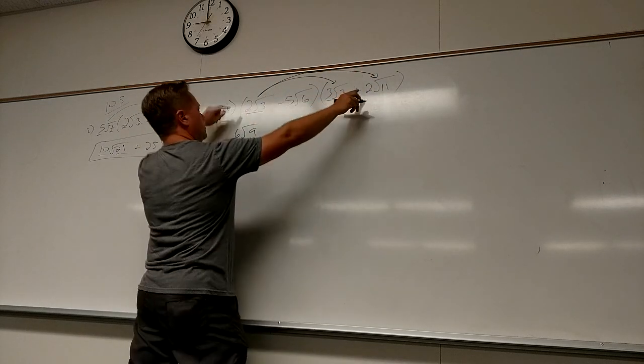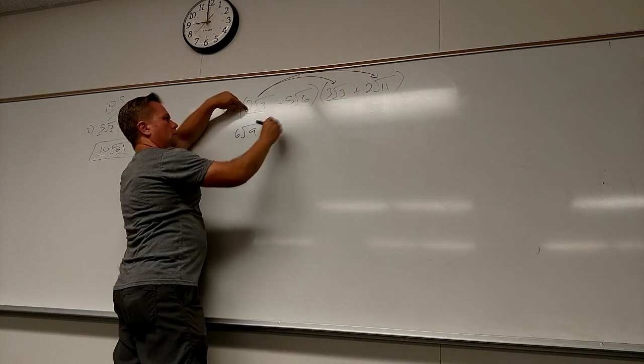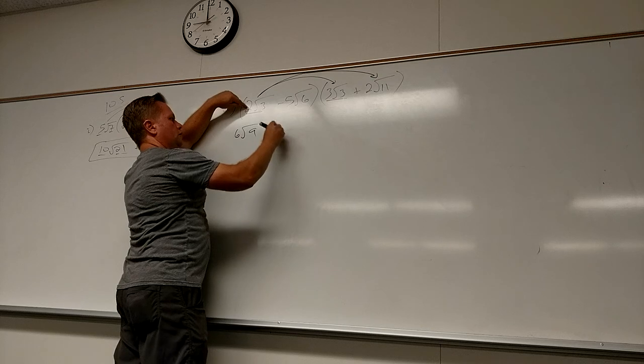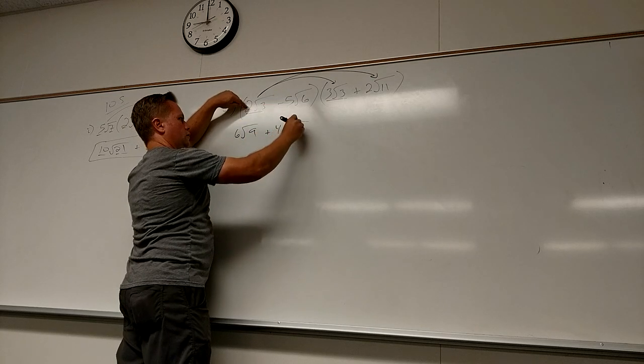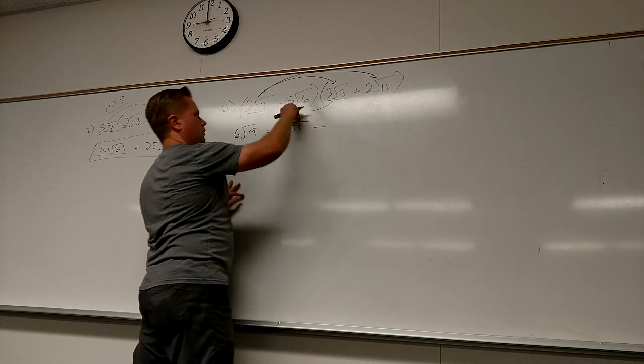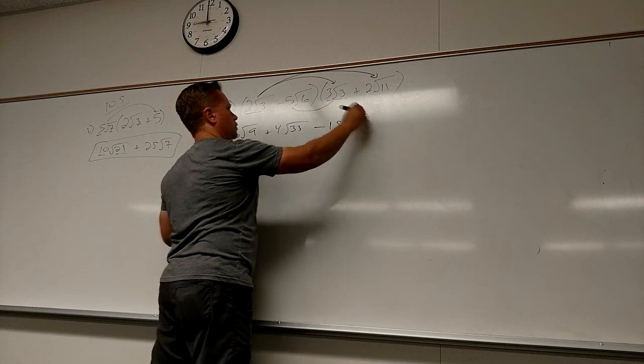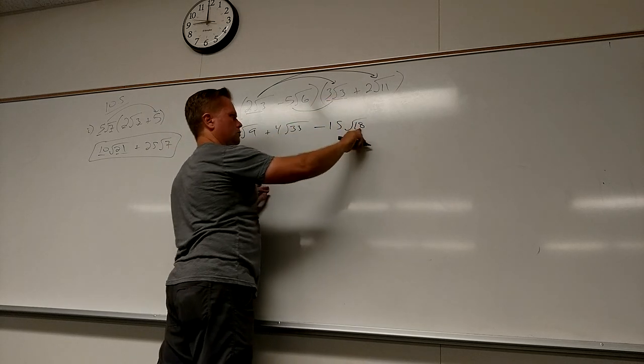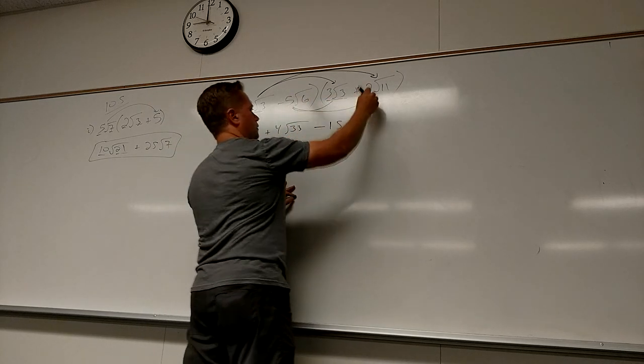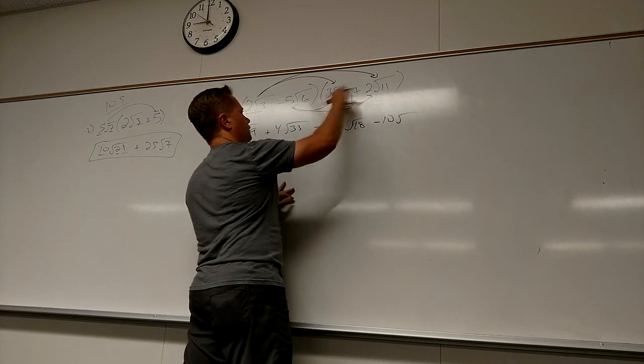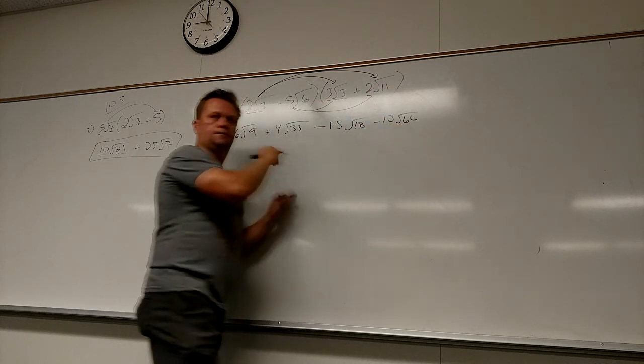What about here? Yeah, 4 square root of 33. And then what about here? Negative 15 square root of 18. And then here, negative 10, minus 10 square root of 66.